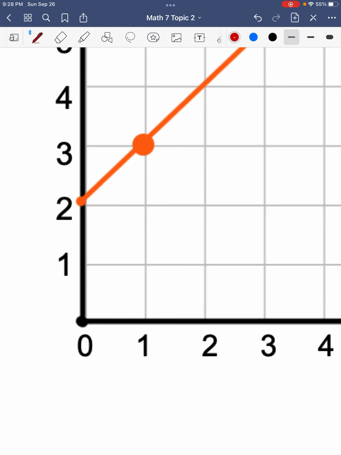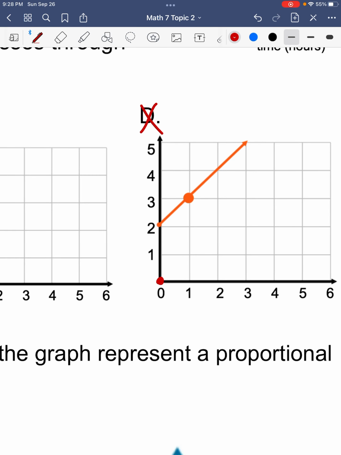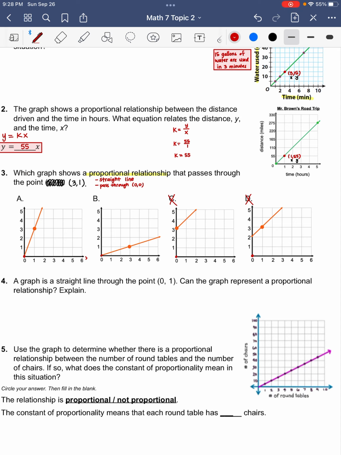And D is the same thing. The origin's down here, but the graph is nowhere near it. So right off the bat, I can eliminate C and D. So now I've just got to determine which graph between A and B is proportional, but also passes through the point (3, 1).